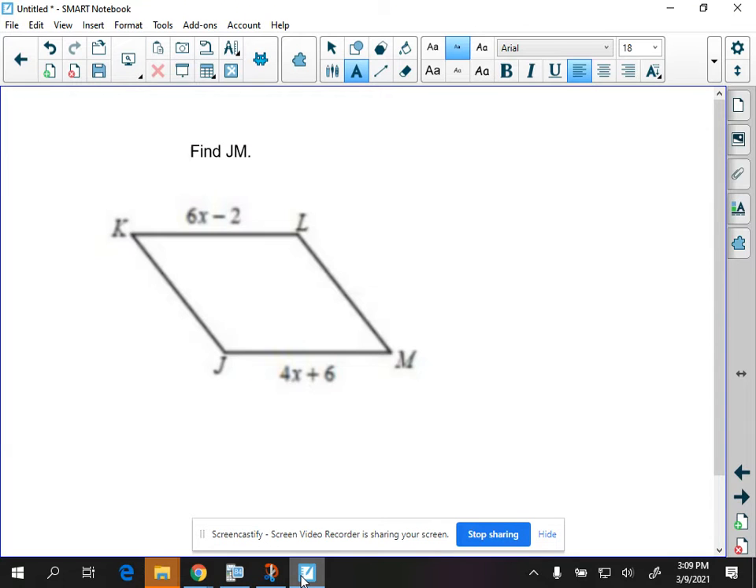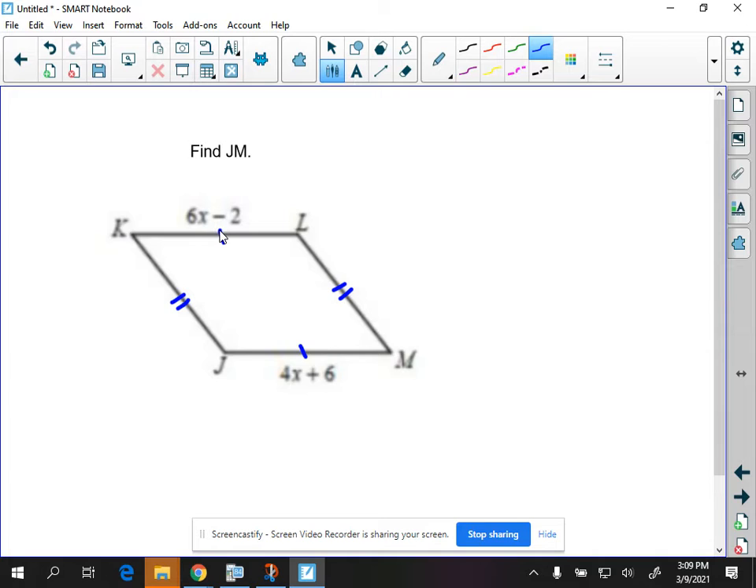So today what we are going to talk about is how to figure out what the length of a side of a parallelogram is. A property that we know about parallelograms is that the opposite sides are congruent to each other. So that means that side LK is congruent to side JM and side KJ is congruent to side LM.